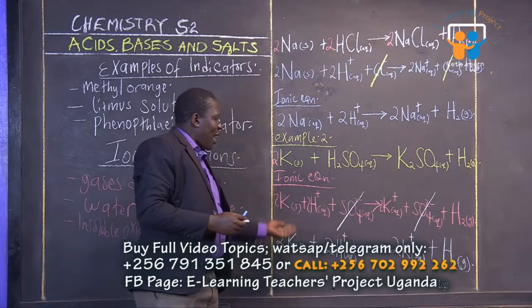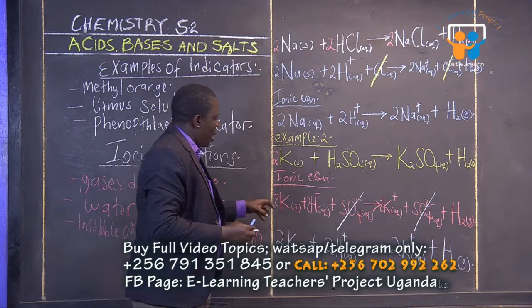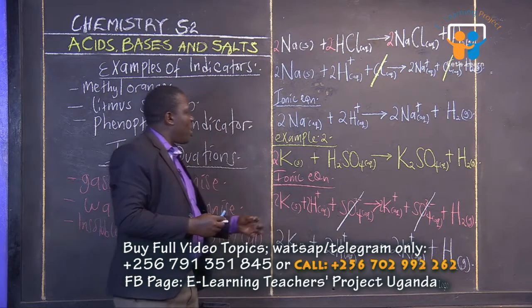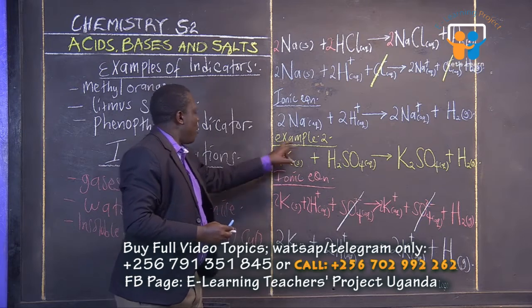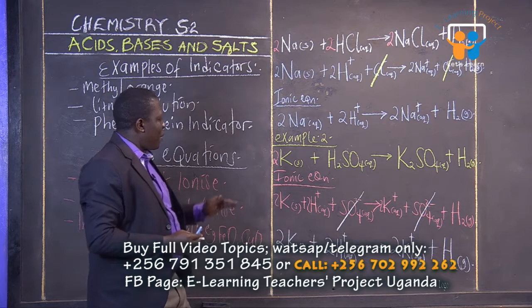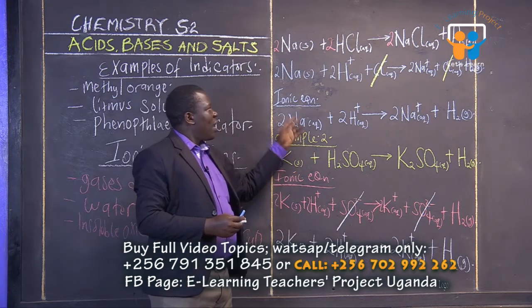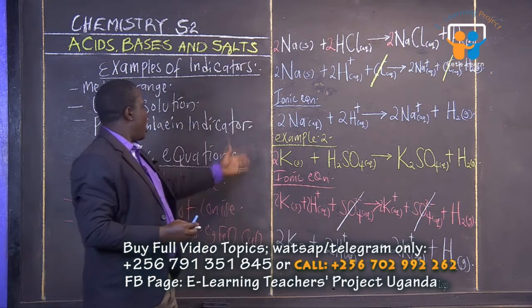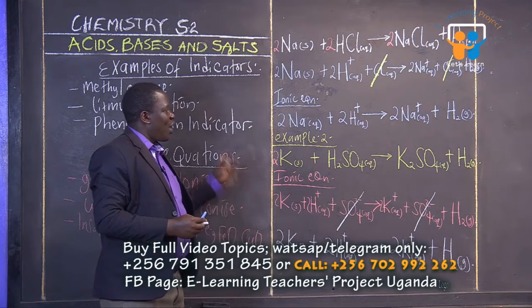Come up with another ionic equation. But this time round, the ionic equation we have come up with, we have used a different example. We have used potassium reacting with sulfuric acid. In the first example, we used sodium reacting with hydrochloric acid. And you can see how we have come up with our ionic equations.